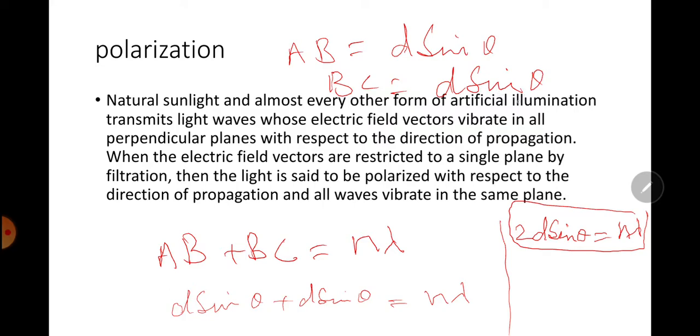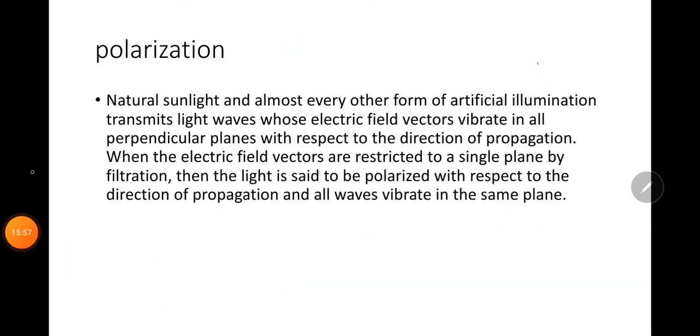Now we will explain polarization. Natural sunlight and almost every other form of artificial illumination transmit light waves whose electric field vectors vibrate in all perpendicular planes with respect to the direction of propagation. When the electric field vectors are restricted to a single plane by filtration, then the light is said to be polarized with respect to the direction of propagation, and all the waves vibrate in the same plane.